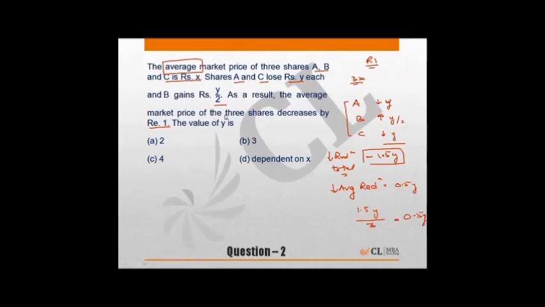But the question also tells us that the average market price of the shares decreases by rupee 1. So this average reduction 0.5Y should be equal to 1, which implies Y should be equal to 2. Correct answer, choice A.